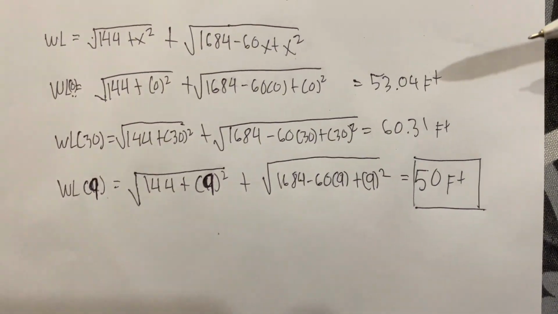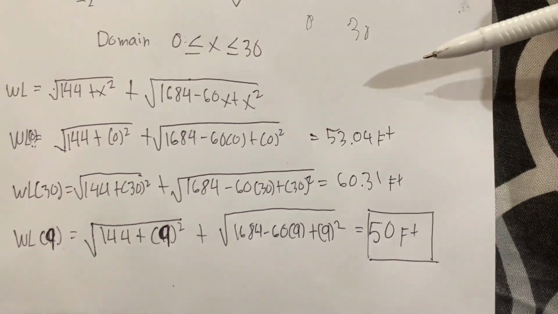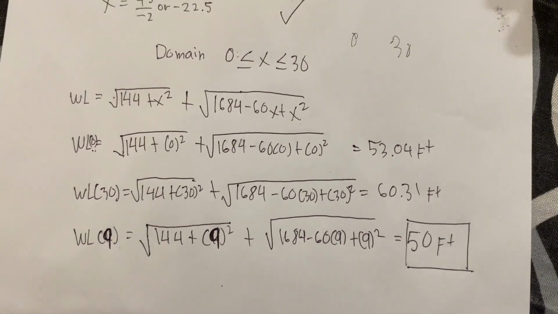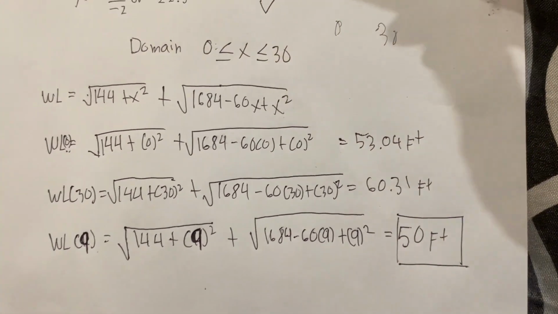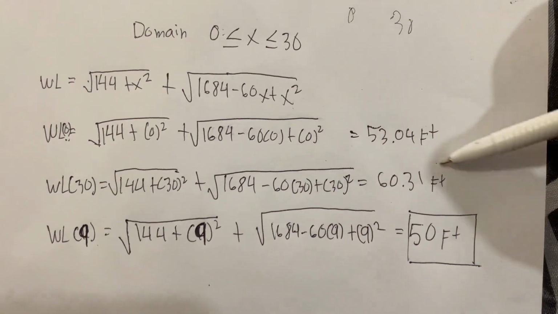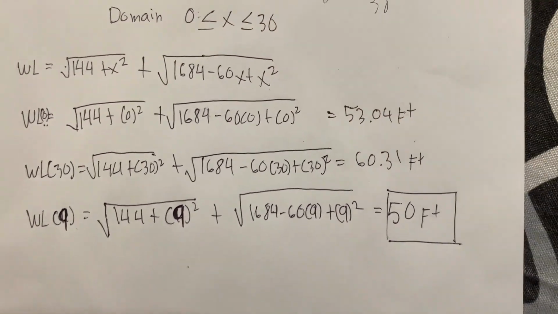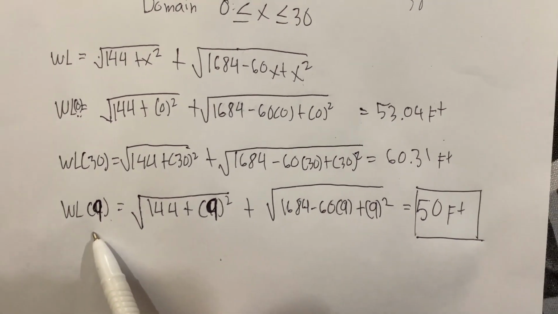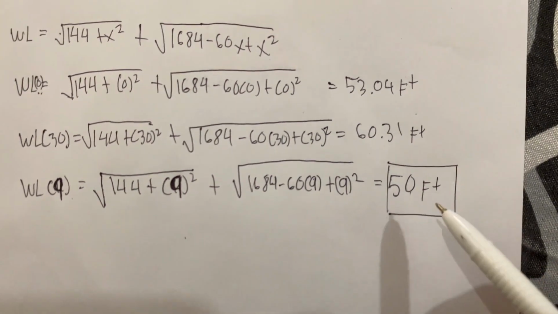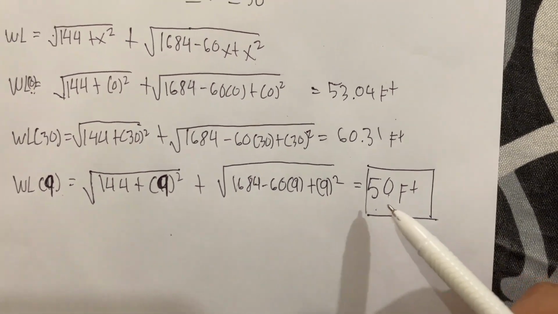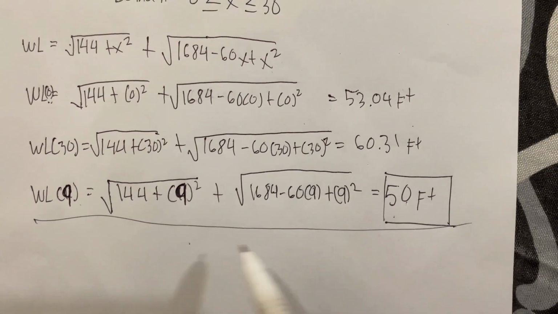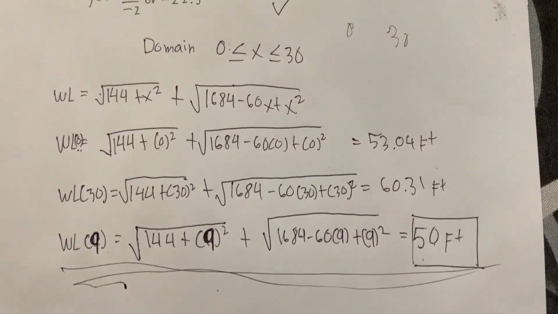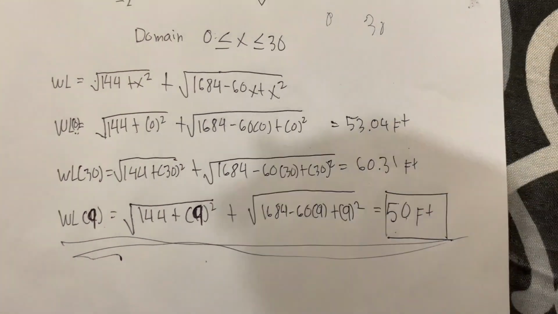And now, we should remember that we are looking for the least amount of wire that we can use regarding our problem. So, in these three examples, we can see that the least amount of wire we can use is when our x equals 9. So now, we're going to have 50 feet, or this is our final answer. Now, this is our minimum, since we're looking for the first derivative, and then it's x.